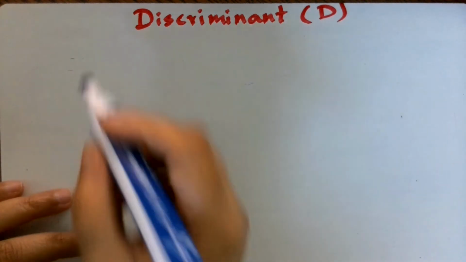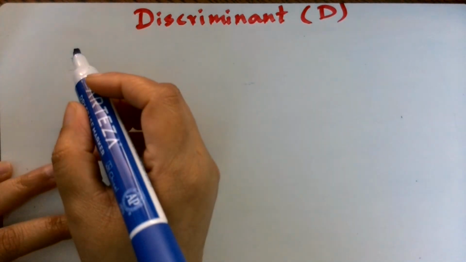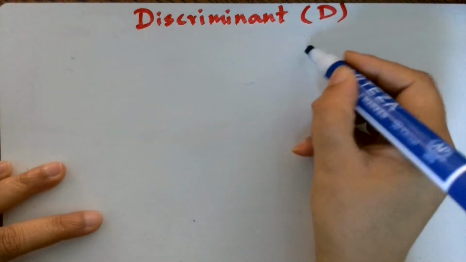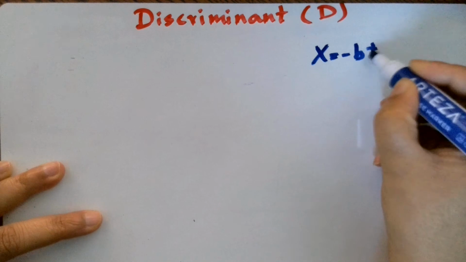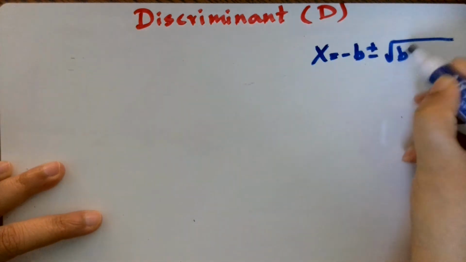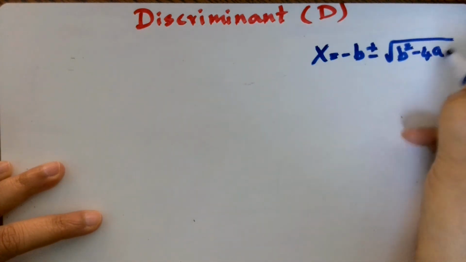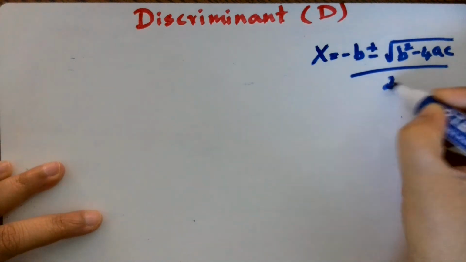Hey guys, today we'll learn about discriminant. So let's see what discriminant is. Your quadratic formula is negative b plus or minus square root of b square minus 4ac all over 2a.